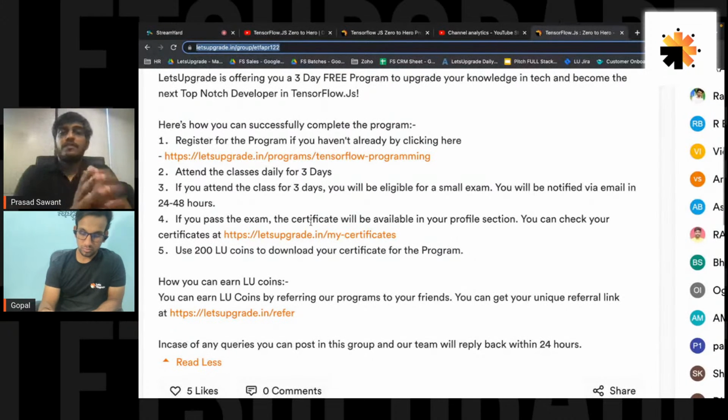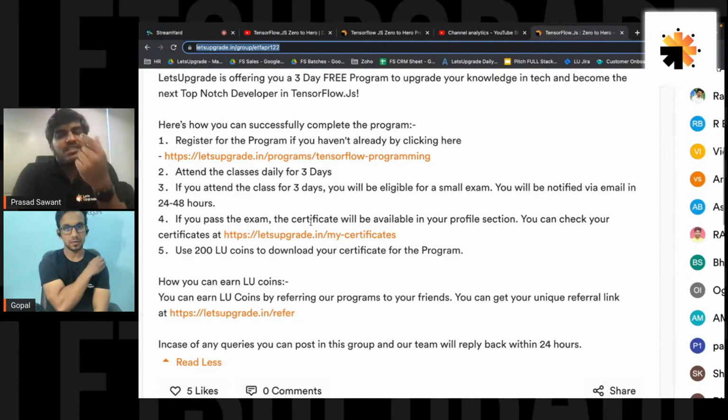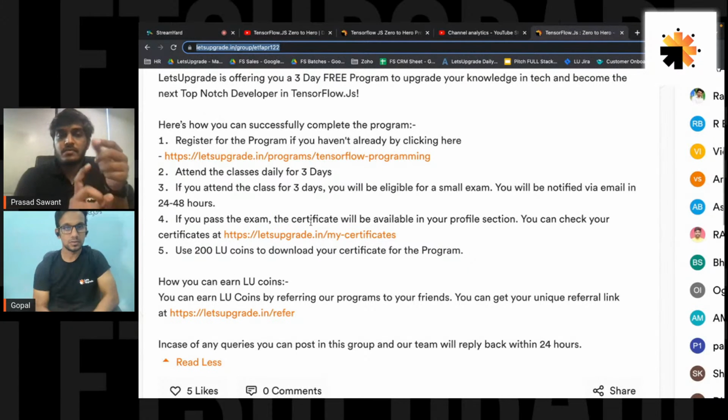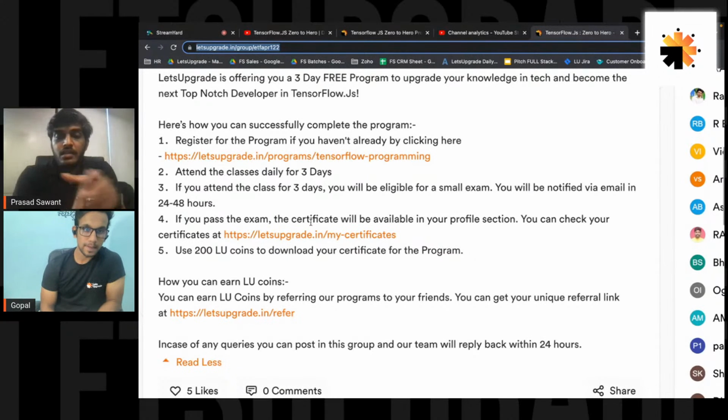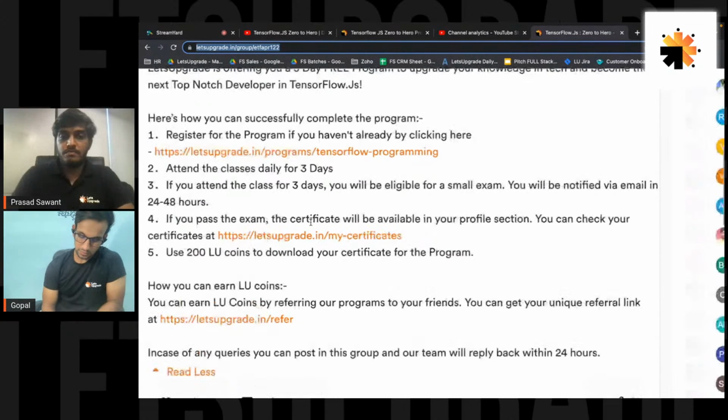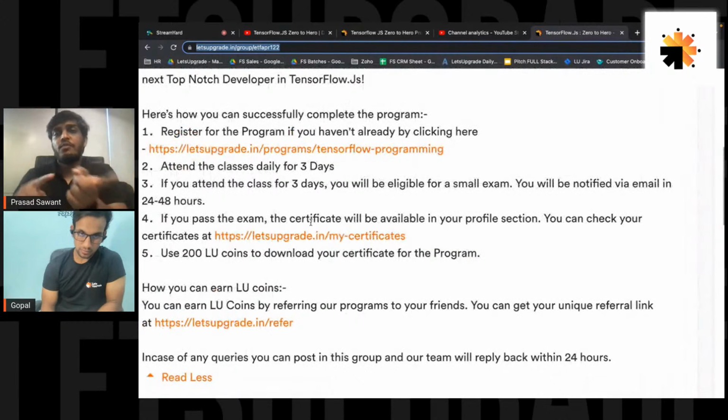Okay, great. So first thing, as I mentioned, you have to go and register for this program. Second, you have to attend the class daily for 3 days. If you attend all the 3 days, you have to give a small exam, so we know that you've actually attended and understood what TensorFlow is. It's a small MCQ exam. If you pass the exam, you are going to get a certificate which is going to be available in your profile, and you can download it.